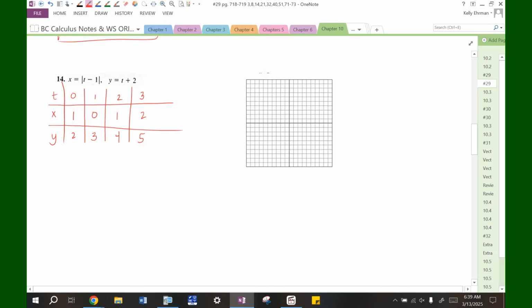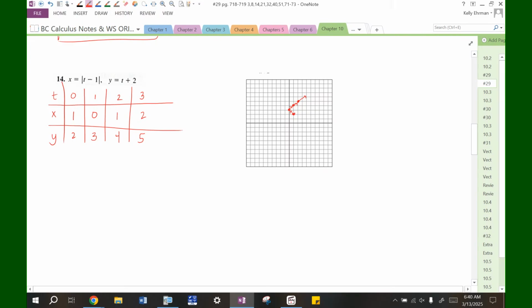So let's plot these points first. So 1, 2, 0, 3, 1, 4, 2, 5. So we're getting like this sideways absolute value graph. If we plugged in negative values for t, we would get more of it going this way.